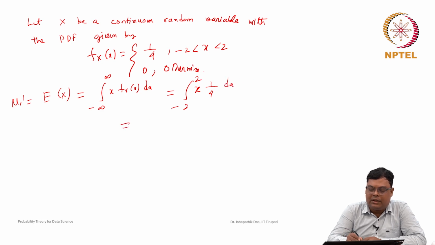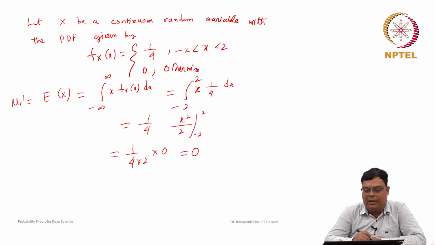So, then this is nothing but 1 by 4 into the integration of x, which is x square by 2, and we have to apply the limits here, from -2 to +2. So, this is how it will be. This is 1 by 4 into 2 square minus 2 square, which is 0. So, 1 by 4 into 0 is equal to 0. So, here the mean will be 0.